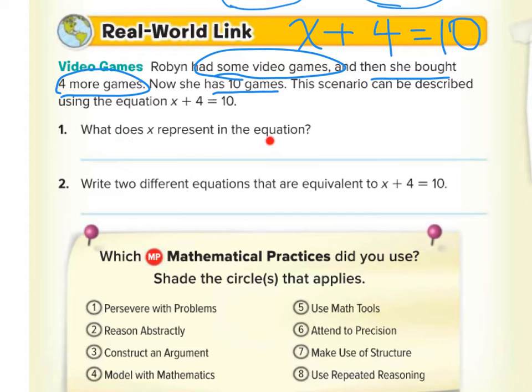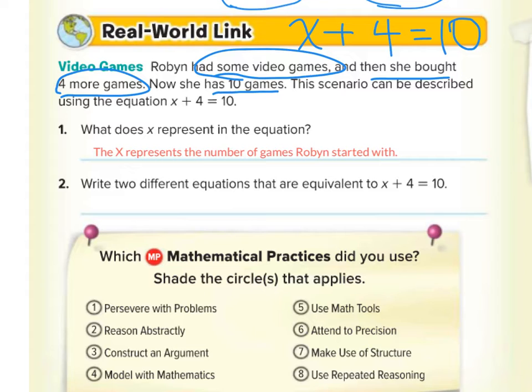What does x represent in this equation? Well, the x represents the number of games Robin started with. So the number of games she started with, some video games. That's what x is. Write two different equations that are equivalent to x plus 4 equals 10.